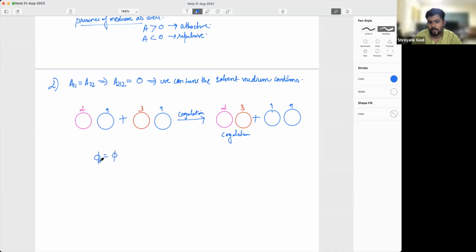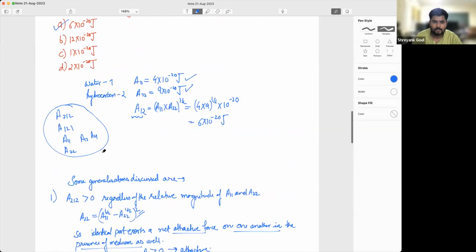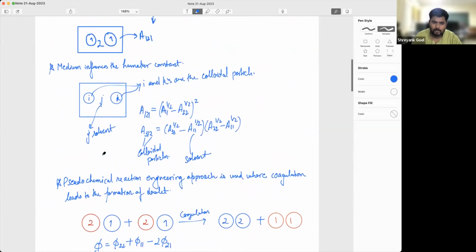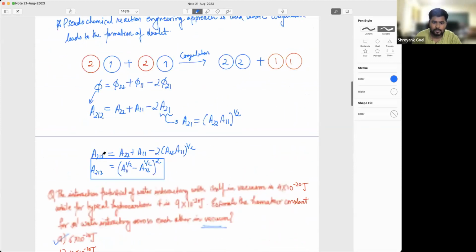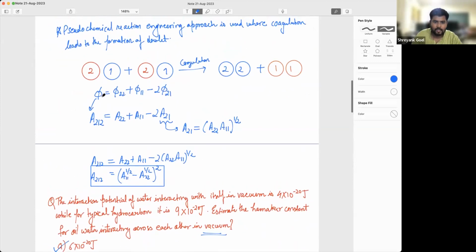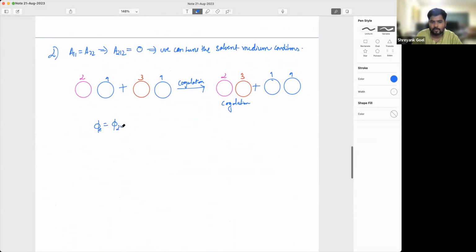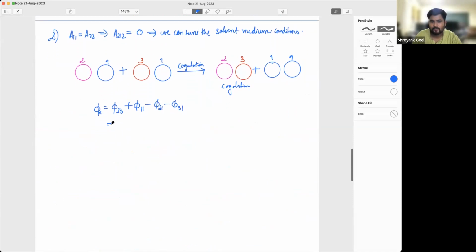that I am calling as Phe, because later I guess we will be going to use Phe as a concentration of the polymer in a dispersion media. So let's call it as Phe. So Phe 23 plus Phe 11 minus Phe 21 minus Phe 31, and so it becomes Phe 23. So we have to find now A213.